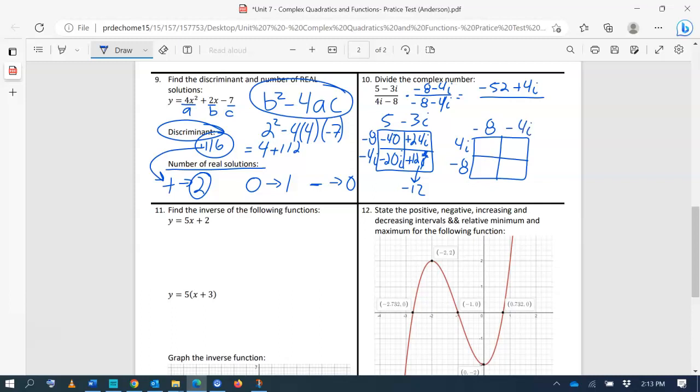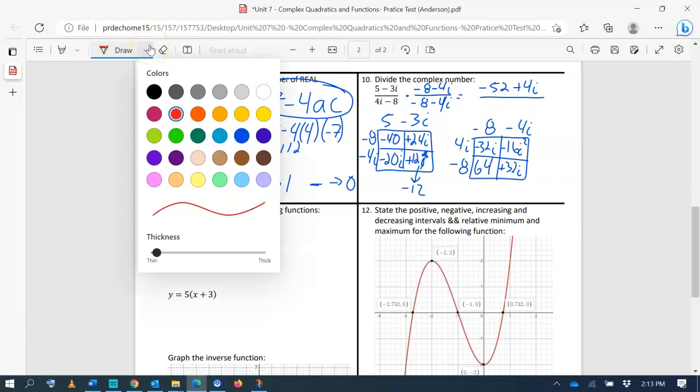So 4i times negative 8, negative 32i. 4i times negative 4i is negative 16i squared. Negative 8 times negative 8 is 64. And then negative 8 times negative 4i is positive 32i. Sorry, I was saying i squared for a second, but it's not.